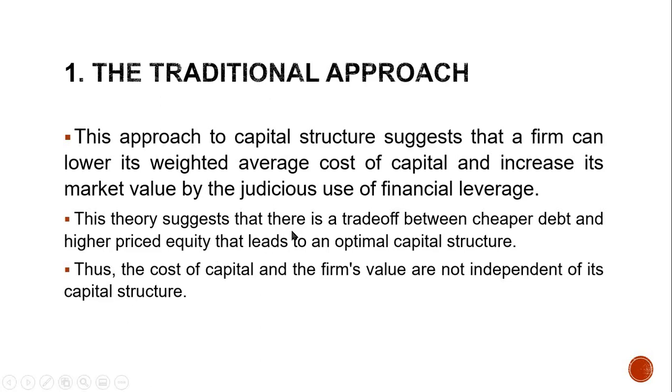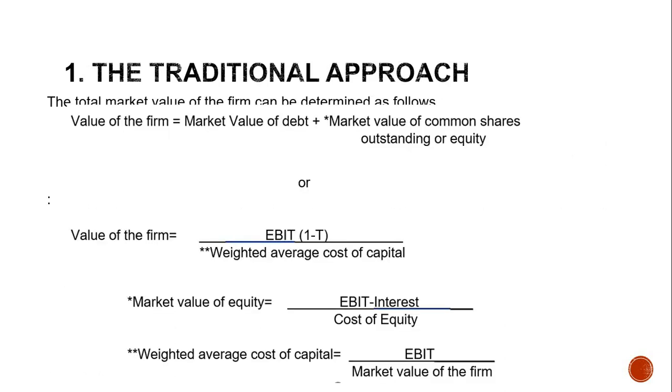Now, this theory suggests that there is a trade-off between cheaper debt and higher priced equity that leads to an optimal capital structure. So the cost of capital and the firm's value are not independent of its capital structure. When you say not independent, meaning dependent. Okay? To rephrase that, the cost of capital and the firm's value are dependent on its capital structure. That is what this theory, the traditional approach, suggests. Okay? So, we will learn more of that later on.